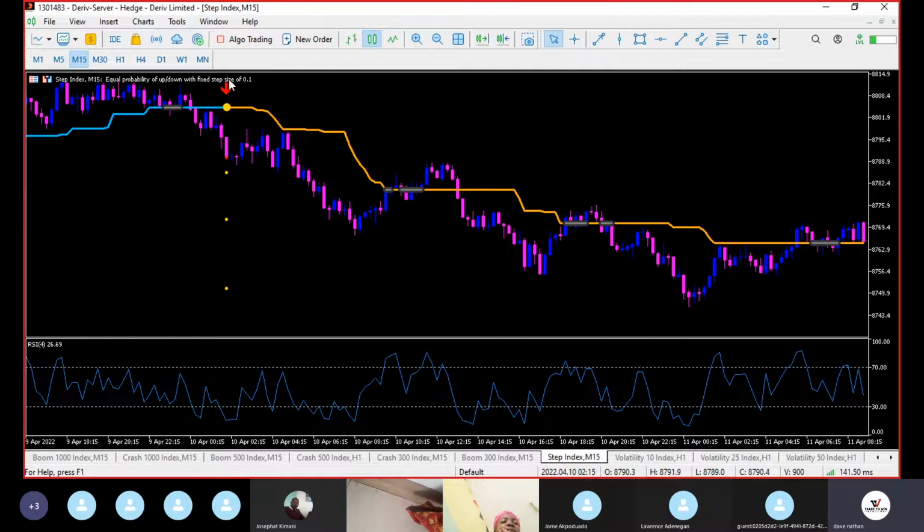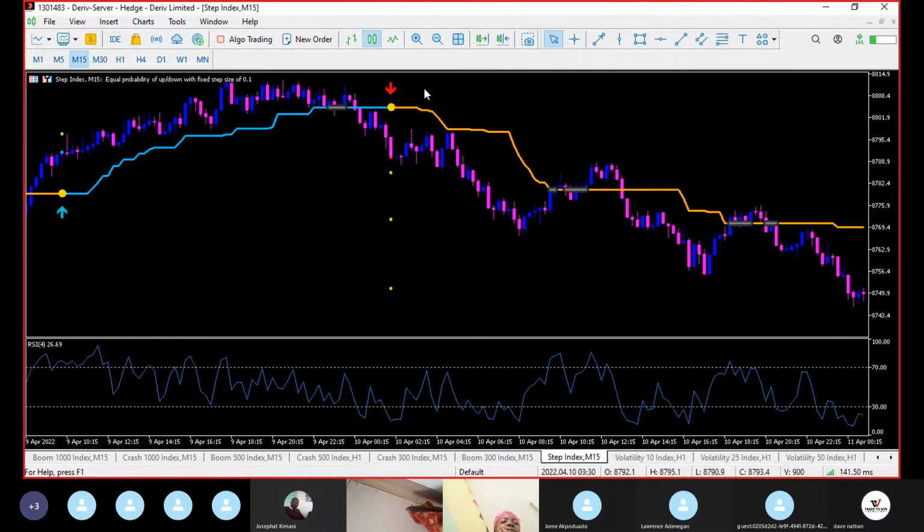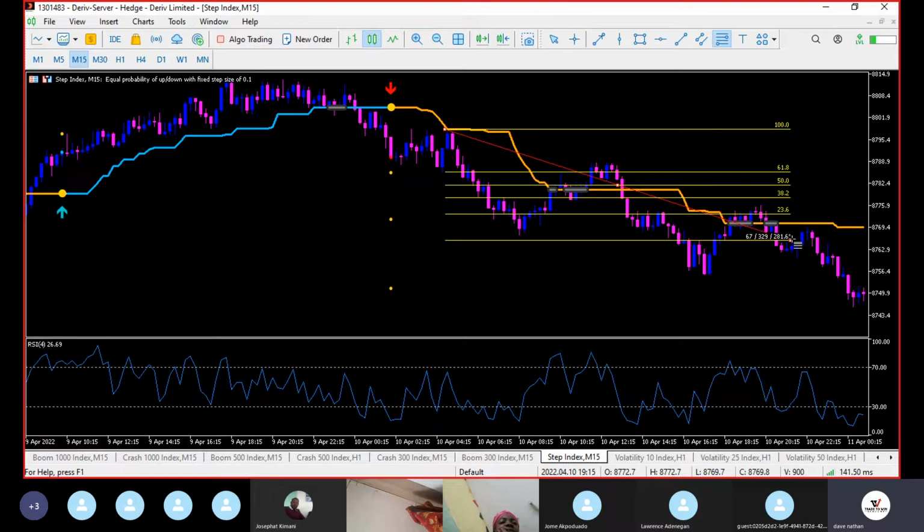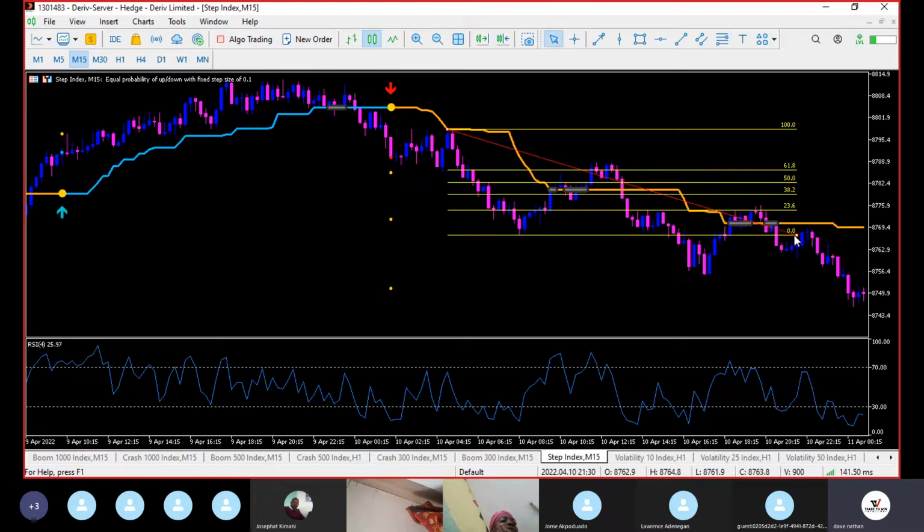Example, we had our sell signal from here. We had our sell signal from here. So we are going to take the resistance and support that presented itself. We have this resistance, then we have this support. So we can see price reacting at 61.8.